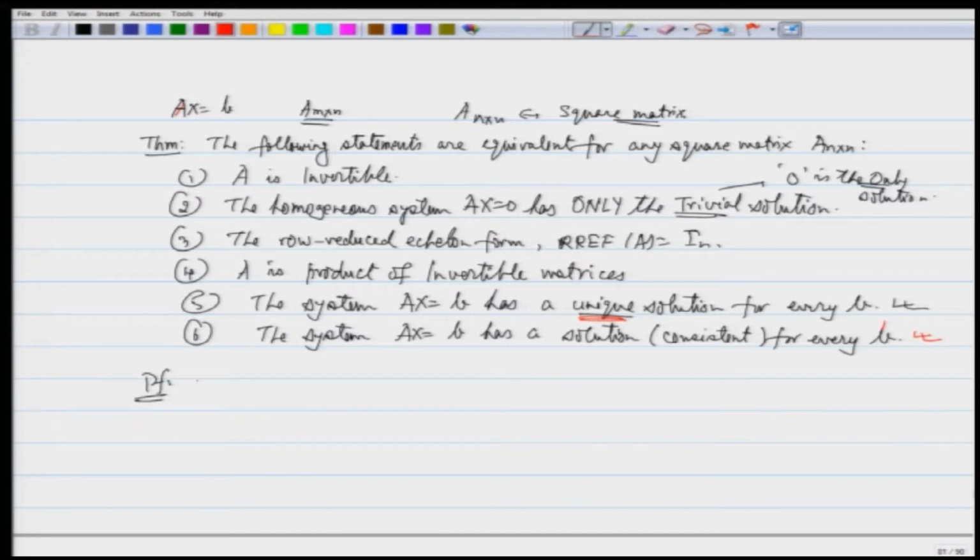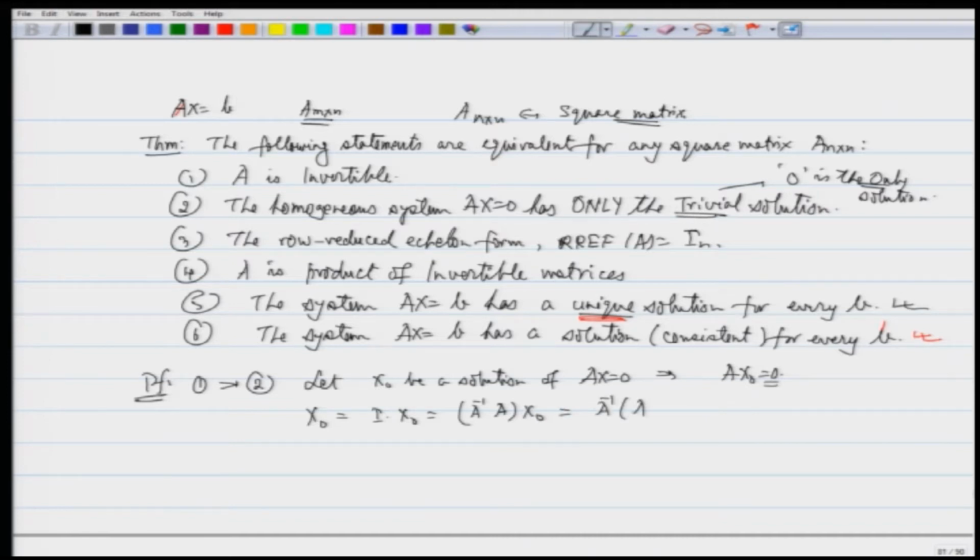All right. So, let us try to prove them. So, 1 implies 2. We are saying that A is invertible implies the system Ax = 0 has only the trivial solution. So, let x naught be a solution of Ax = 0, fine. So, this implies A x naught is 0. Now, let us look at x naught. x naught is the same as identity times x naught. Now, A is invertible, so I can write identity as A inverse A times x naught, which is the same as A inverse of A x naught, which is the same as A inverse of 0, which is 0. So, x naught has to be 0, you do not have a choice other than that. So, it has only the trivial solution, fine.